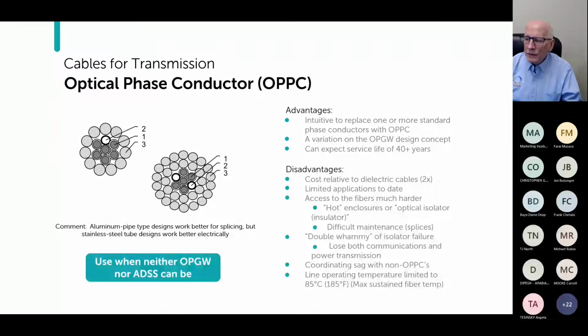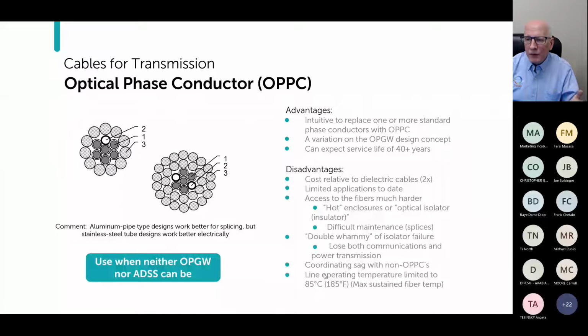And you need to consider, too, that you get a double whammy. If you use an isolator specifically, but even a hot enclosure as well, if the insulation fails, you're going to end up losing both communications and power transmission. As opposed to if an OPGW fails, you've just potentially lost only your communications. I mean, there are some circumstances where it might affect your power transmission as well, but you don't absolutely lose it. Whereas when you're working with OPPC, if you lose your enclosure system, whether it's hot or isolated, you're going to lose both.